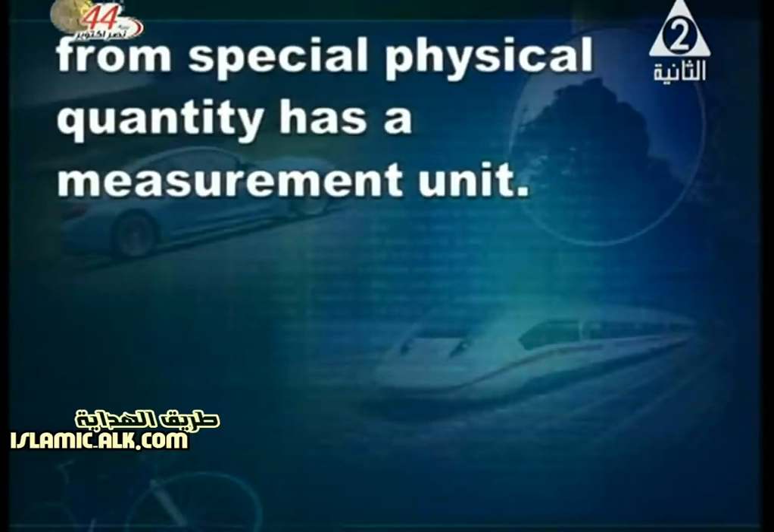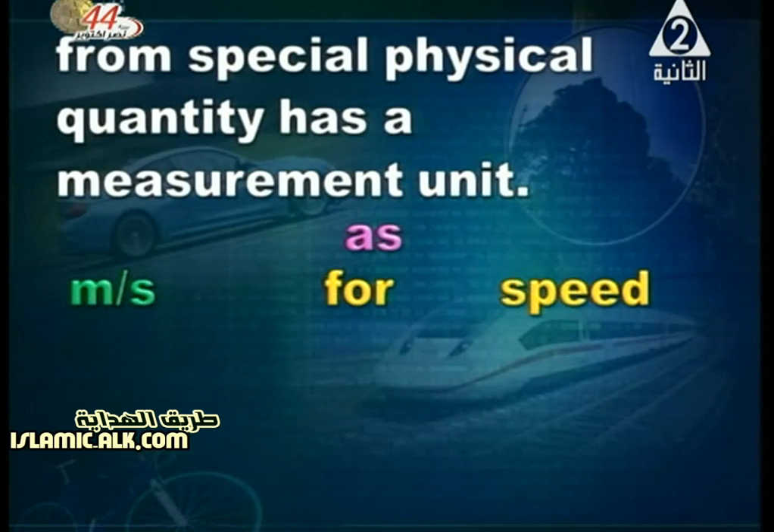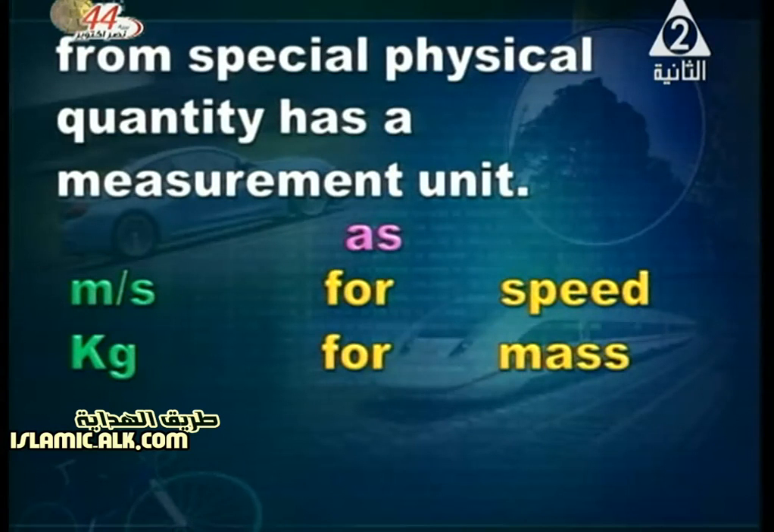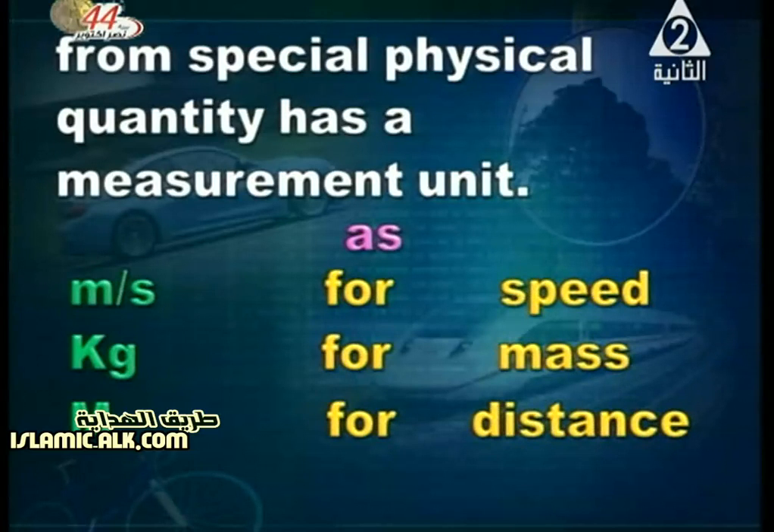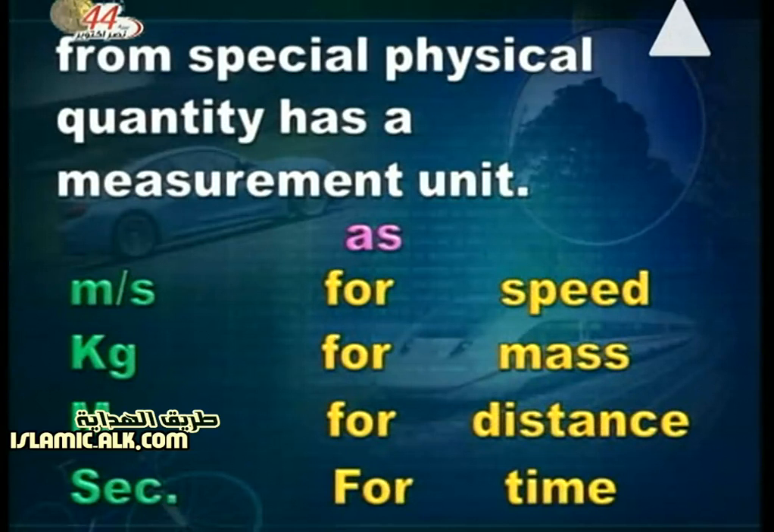Here you have examples of the special physical quantities that motion depends on. As you see, for number 1, meter per second. Do you know what this means? It means the unit of speed. Another physical quantity, kilogram, is the measuring unit for mass. Also meter is for distance. But we have the important one, second, for time. All of them are special physical quantities.